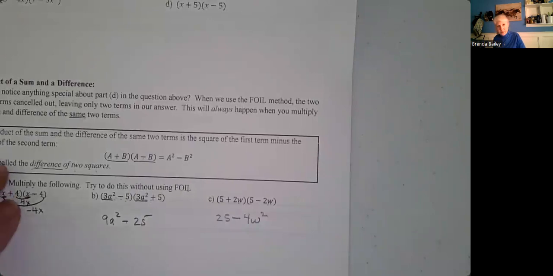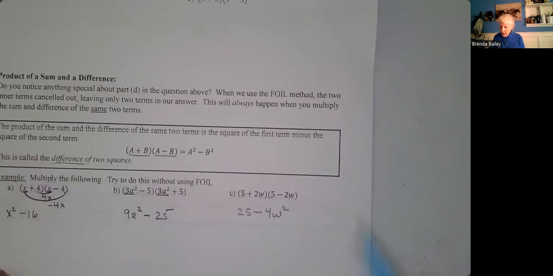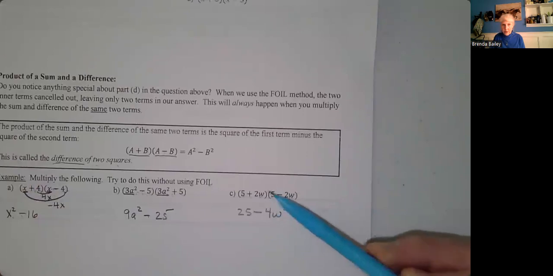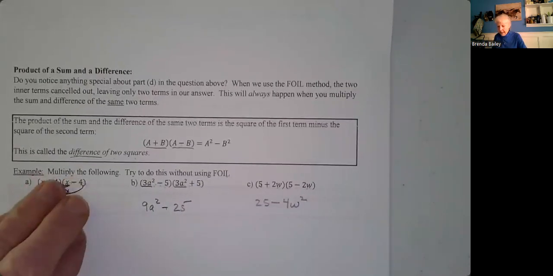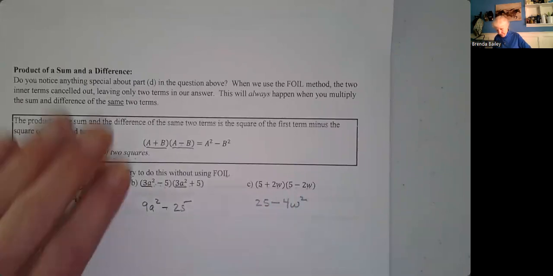All right, so that's one of our special cases. It's called the difference of 2 squares. And what happens is in the next chapter, we're going to go backwards. So when you recognize it, it kind of helps to get it to look like this again.